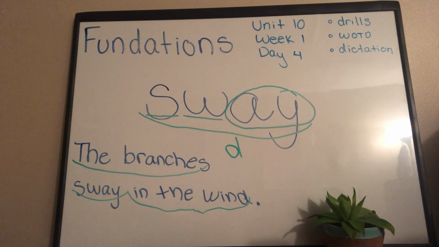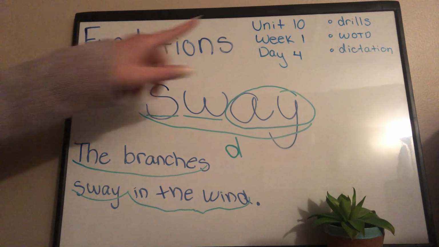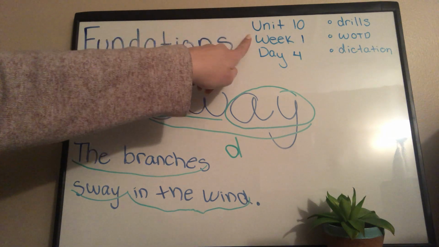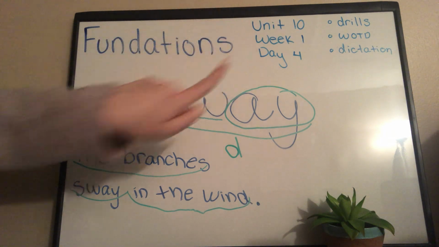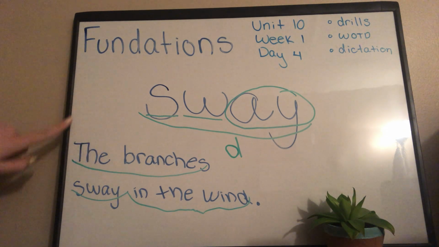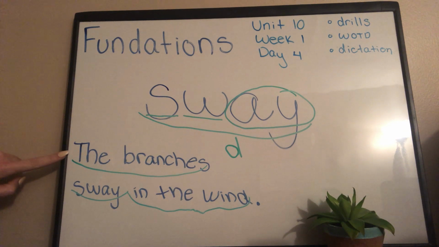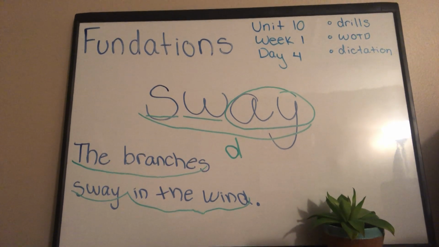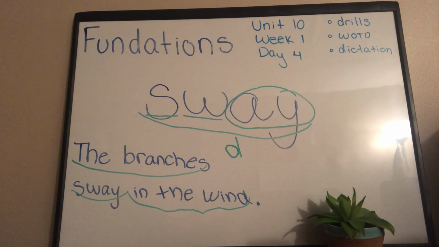If you have the paper packet, you're going to find the paper that says Unit 10, Week 1, Day 4. You're going to write the word sway, mark it up, and then you're also going to write down our sentence, and you're going to scoop our sentence. You do not have to mark up the word sway in the sentence. That's all right. So you can pause this video while you take care of that.